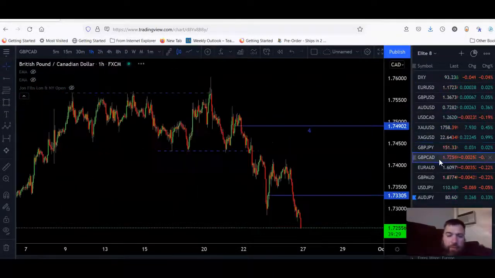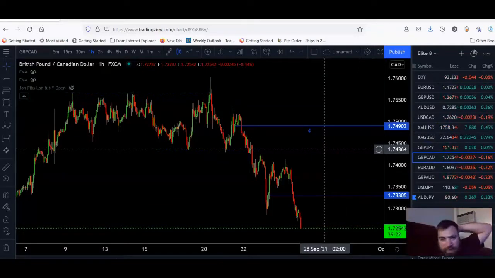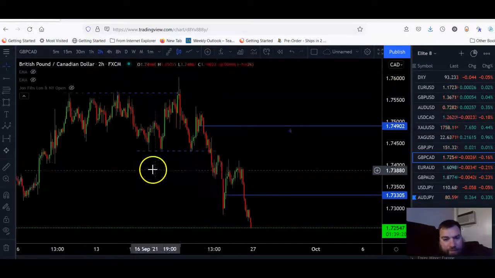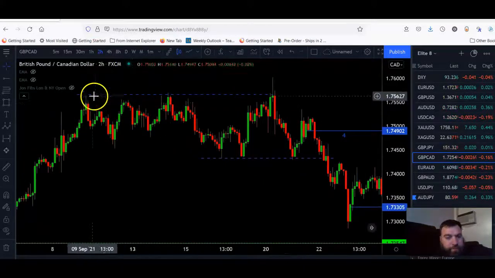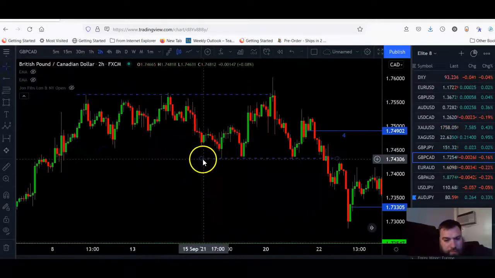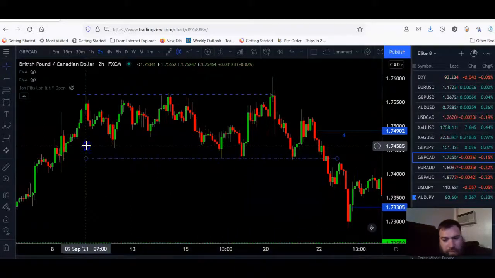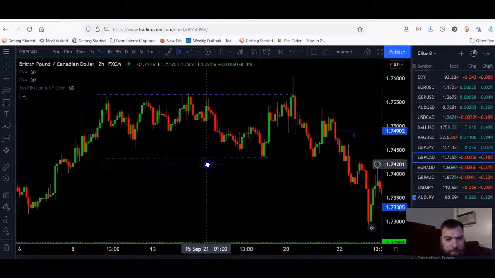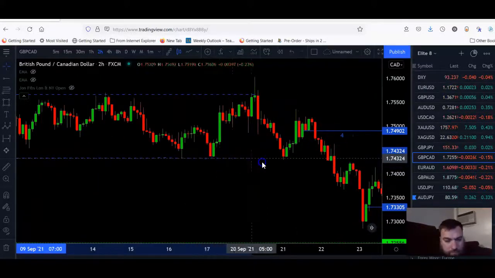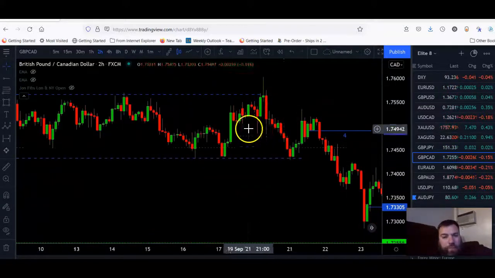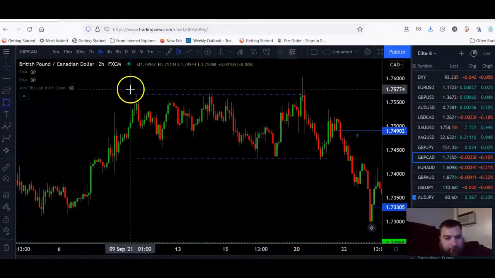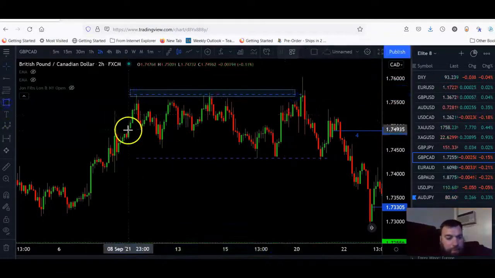Okay. The Great Britain pound, Canadian dollar. Another fantastic move. Okay, so last week you have these equal highs. Okay. Price comes up, takes out all the money that's right here. All this money. Leaves money right here.